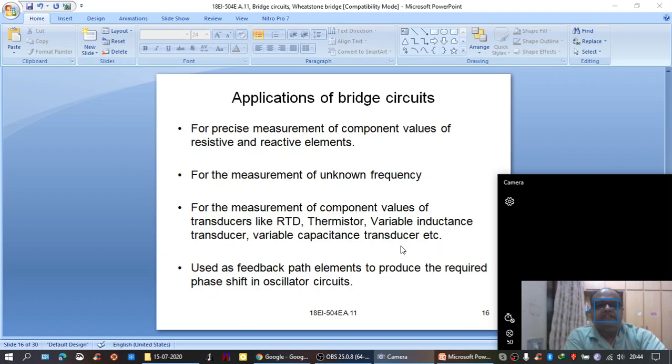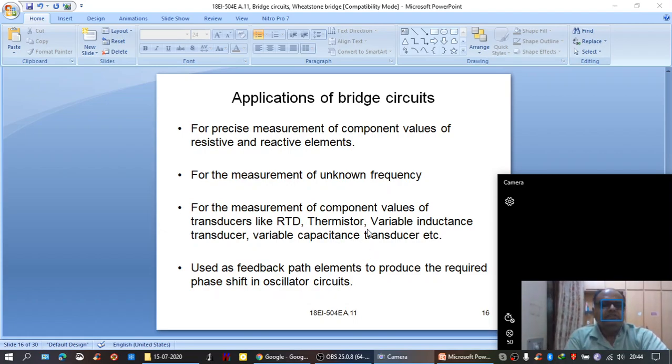So instead of reactive components as such, transducers can also be used in one of the arms, and by balancing the bridge, their values also can be found out. For example, RTD resistance will change with the temperature. It increases with temperature. So at one particular temperature, place the RTD in the bridge and apply the bridge balance condition to know the unknown value of the RTD resistance.